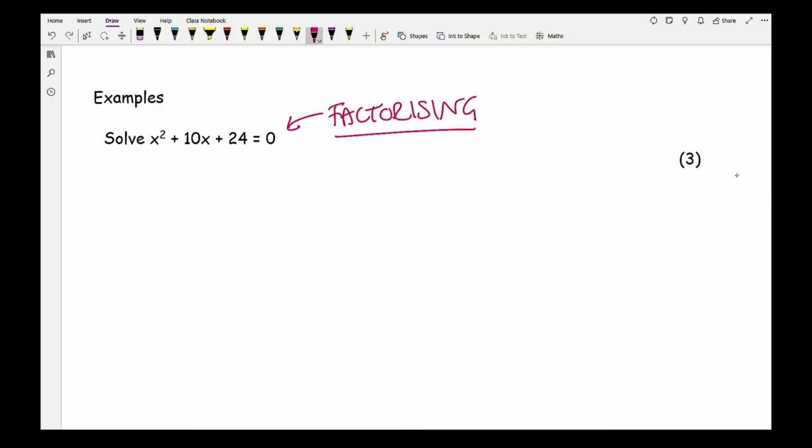And again, I will do a video on how we factorise. So with this question, what we need to do is factorise this first. So I'm looking for two numbers that add together to make 10 and multiply together to give me positive 24. So again, my two numbers are going to be 6 and 4. So they're the numbers that are going to go inside my brackets.